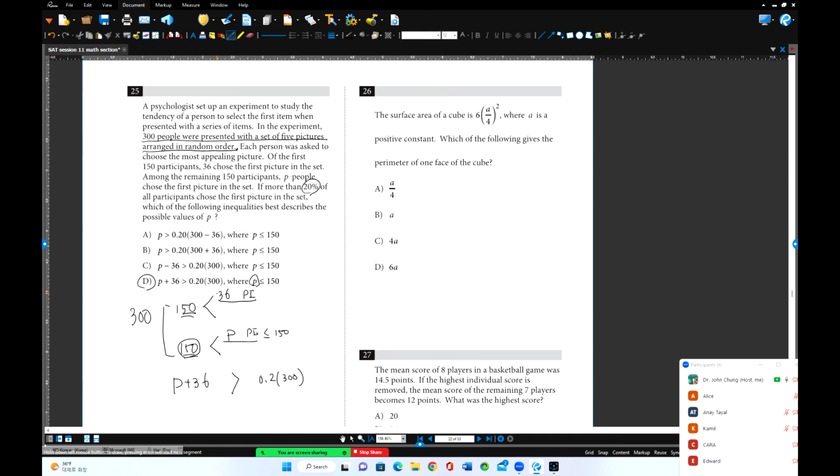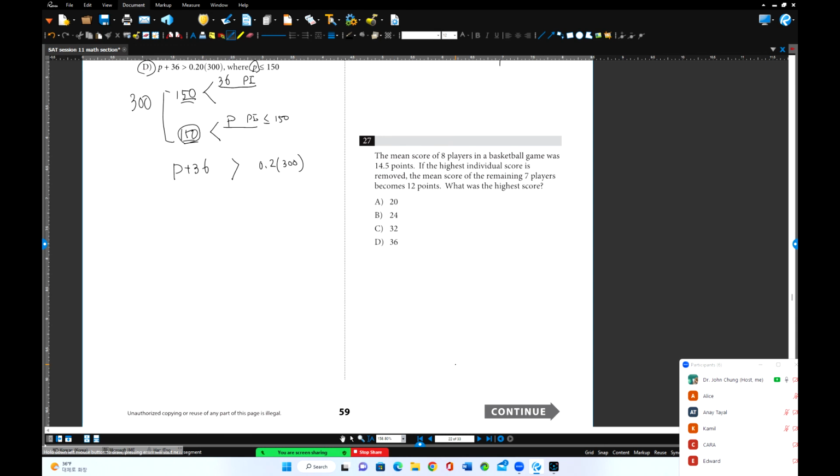The next one: the surface area of a cube is 6a to the 4th. Yeah, cube. Surface area. Each face has the same area, so divided by 6, each face is what? A over 4 squared. So this is A over 4, this is also A over 4, right? What is the perimeter of one face? The perimeter is times 4 here. That is the perimeter of one face.